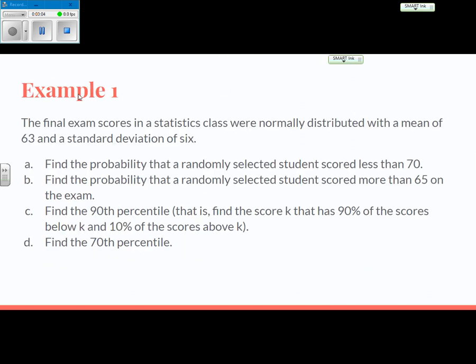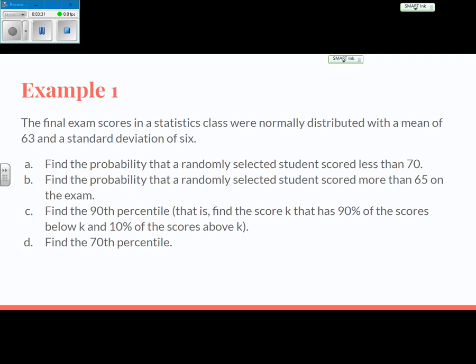All right, so I'll work one example with you. I'm going to let you do one with your buddies. So the final exam score in a statistics class was normally distributed with a mean of 63 and a standard deviation of 6. See, that's not you guys, because you guys are going to score way higher on the final exam in here, correct?